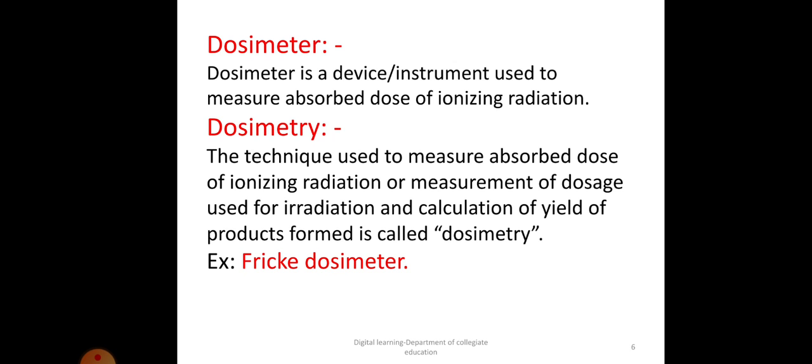Dosimeter. Dosimeter is a device or instrument used to measure absorbed dose of ionizing radiation. Dosimetry. The technique used to measure absorbed dose of ionizing radiation, or measurement of dosage used for irradiation and calculation of yield of products formed is called dosimetry. Example, Frick dosimeter.